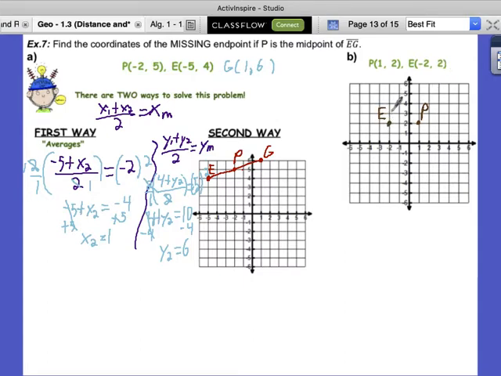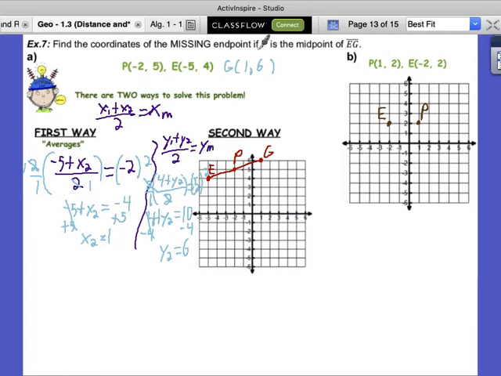Now it's important for me to know which one is the endpoint and which one's the midpoint. How do we know? E and P are the two points. Which one's the endpoint, which one's the midpoint? How do we know? P's the midpoint. Okay, how do we know that? Because it says P.